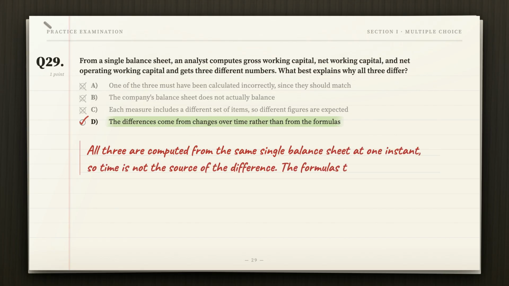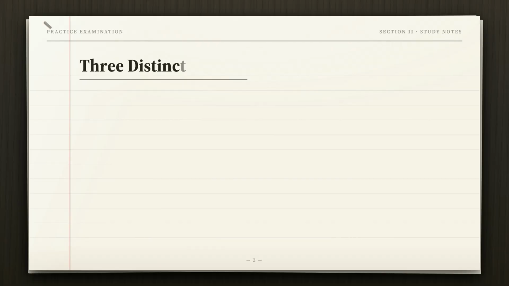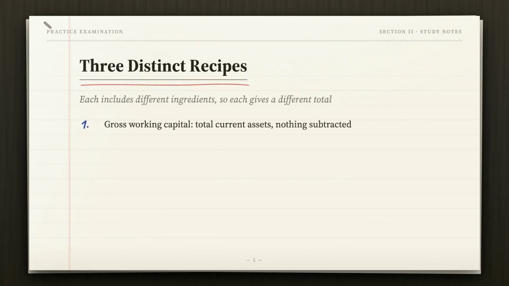The formulas themselves differ. Pull 3 working capital numbers from one balance sheet and you'll typically get 3 different figures. That's not a mistake or contradiction. The 3 measures are simply defined differently on purpose. Gross working capital is just total current assets, a pure sum with nothing subtracted. Net working capital subtracts all current liabilities from current assets.